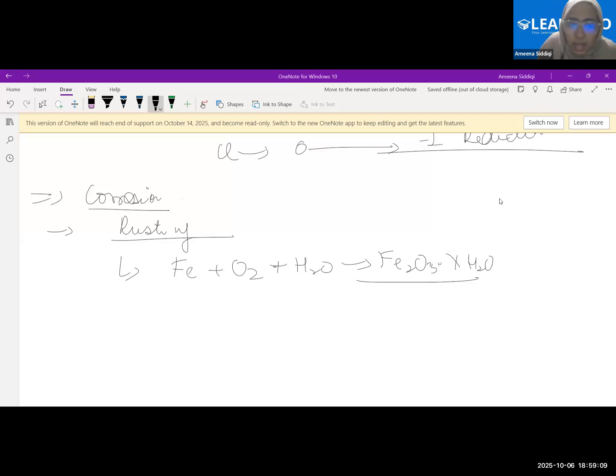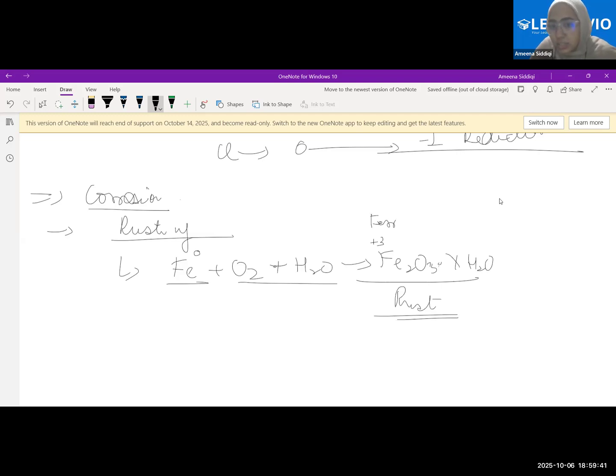Now, if you see here, iron was in the elemental form. Can I say the oxidation number would be 0? Here, iron would have gained some charge. Iron has gained the charge of plus 3. We know the valency of iron here is plus 3. So, can I say it is getting oxidized? Yes, it is undergoing oxidation. Here, it is getting attacked by oxygen and water. It is undergoing oxidation to form a compound which is nothing but rust.